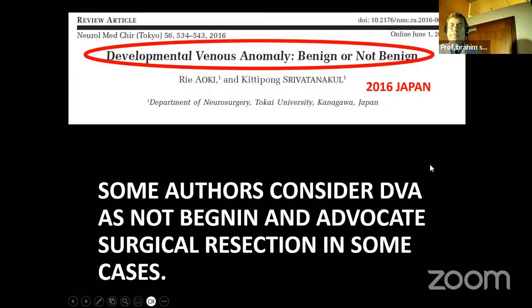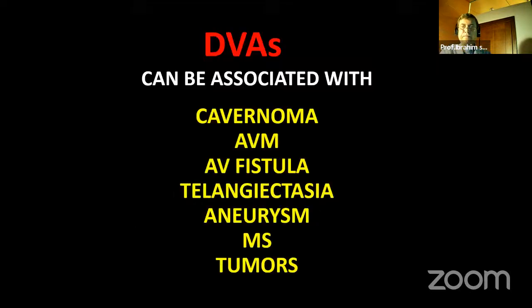And then this paper from Japan, are they benign or not? They conclude that some authors consider them not benign and advocate surgical resection in some cases. I'll show you one case with epilepsy. They treated that by taking the DVA and they reported nothing happened to the patient. So they can be solo, or they can be associated with something. Associated with so many things, but the commonest one is cavernomas, also AVM, fistula, telangiectasia, aneurysm, MS, and tumors.